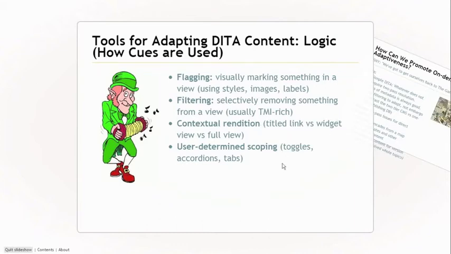User-determined scoping, on the other hand, is keeping the information in the document, but providing features in the document to allow them to get part of the content out of the way. You often see this in toggles, which would be things that you can click on to reveal or unreveal a section of content. Accordions are the idea of vertical or horizontal labels that you click on, and they expand the information to the side or downwards to give you more scope on it.